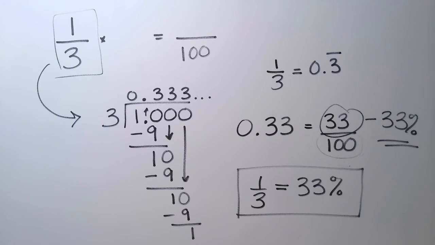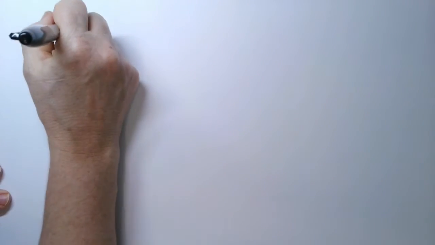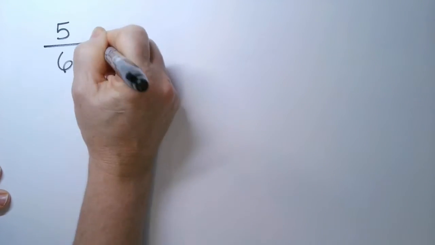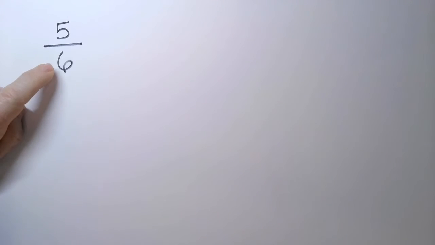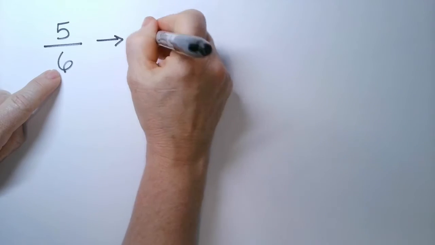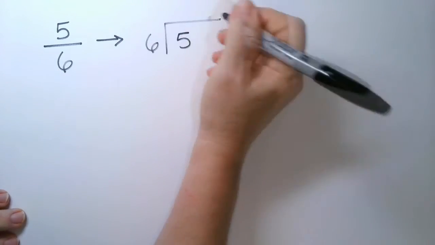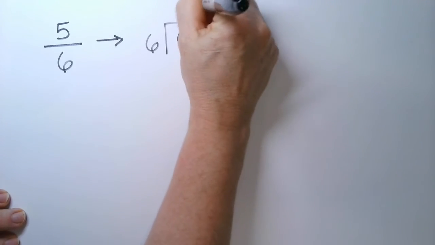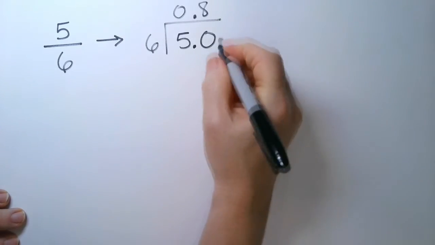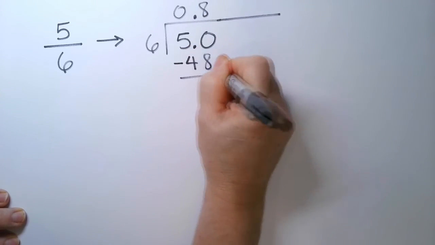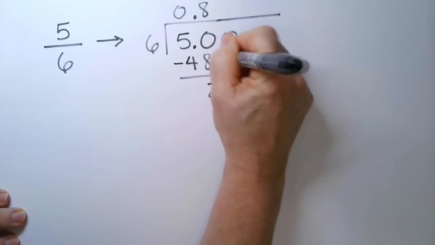Okay, let's do one more example. I have 5/6. Okay, so there's nothing I can multiply the 6 by to get 100 by scaling this up. So we're going to do this as a little division problem. So 6 doesn't go into 5. 6 goes into 50 8 times. Okay, and I have a 48. And the difference is 2. Here's another 0. Bring it down.